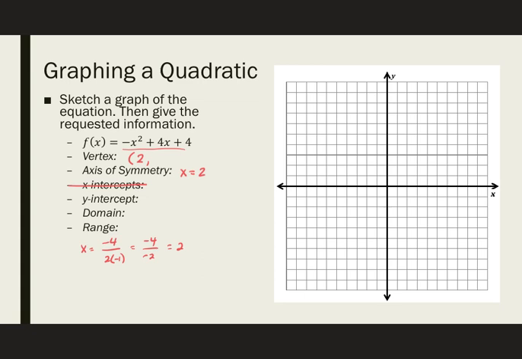Then I'm going to plug that in and get my y value. So f(2) is going to be -(2)^2 + 4 times 2 + 4, which is -4 + 8 + 4, which is just going to be a positive 8. So the y value for my vertex is positive 8. So I can graph my vertex, go over to 2, go up to 8. I can plot my line of symmetry so that I know where the symmetry is happening.